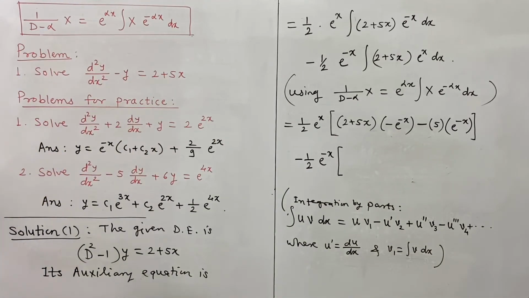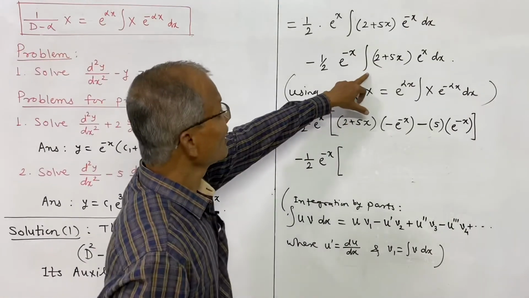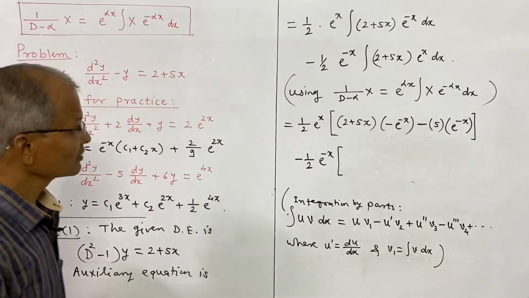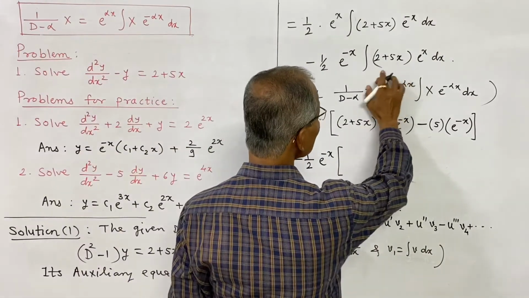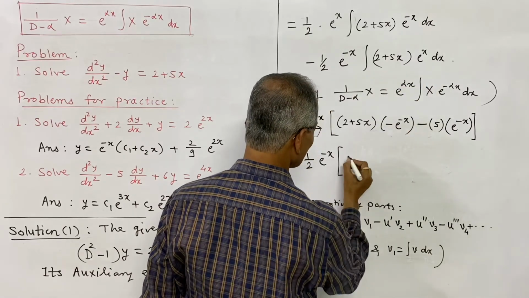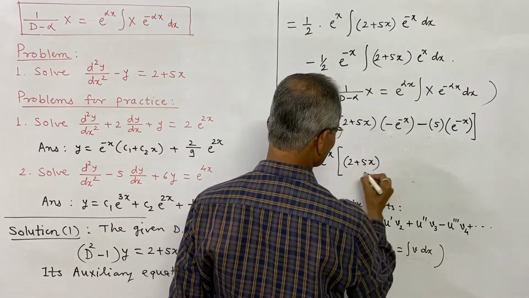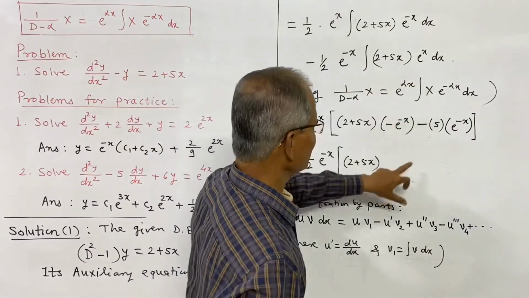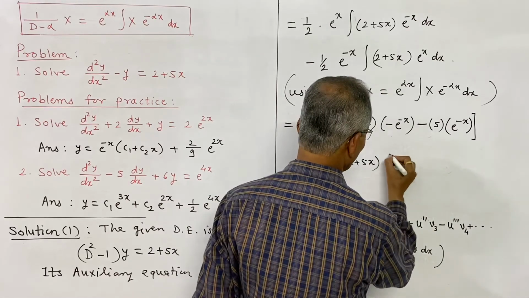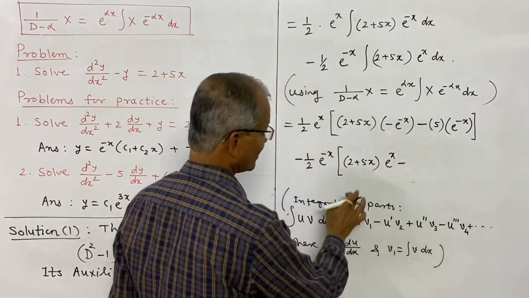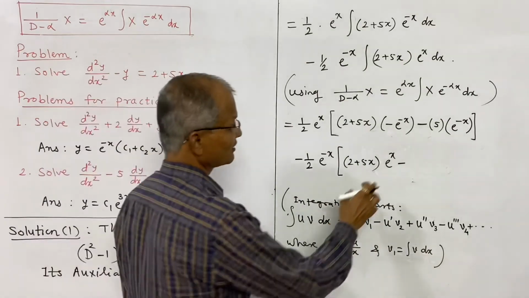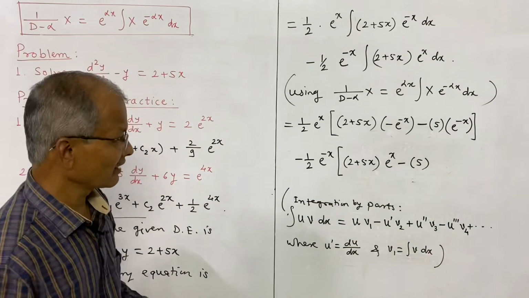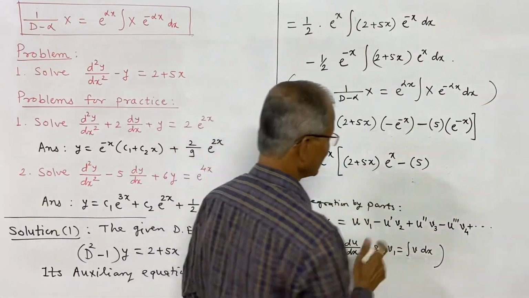Use the same rule for the second term also, and in place of e power minus x, here it is e power x. So this is u now and this is v. So that is 2 plus 5x into integration of the second, that is e power x, and that is e power x, minus derivative of first, which is same as this one, 5, and integration of the second, integration of e power x is e power x.